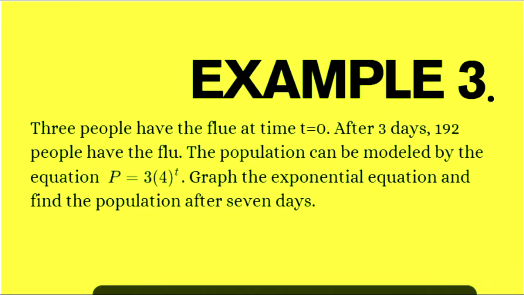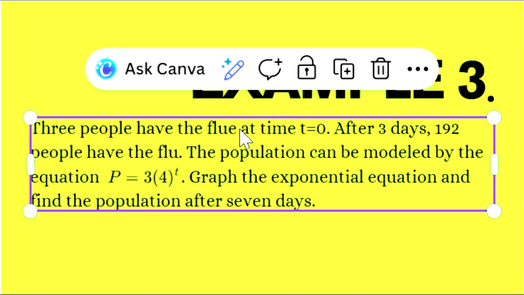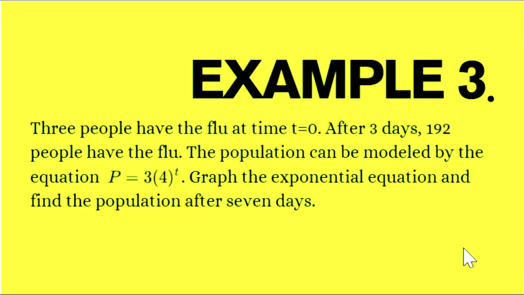Okay, example 3. 3 people have the flu at time t equals 0. After 3 days, 192 people have the flu, which is why I still mask everywhere I go, because it's crazy. The population can be modeled by the equation p equals 3 times 4 raised to the power of t. Graph the exponential equation and find the population after 7 days.